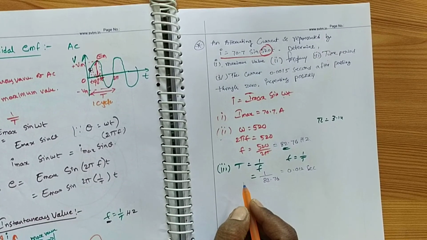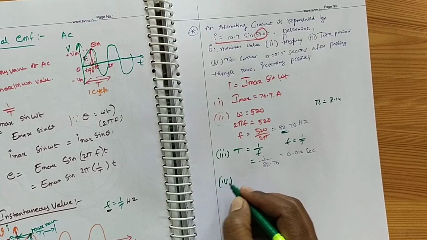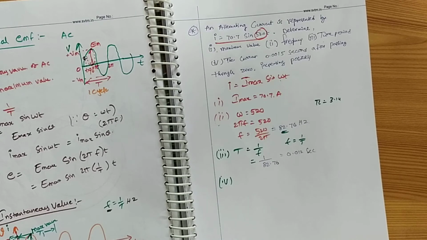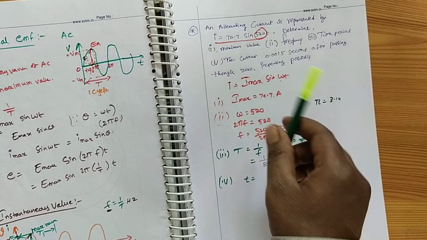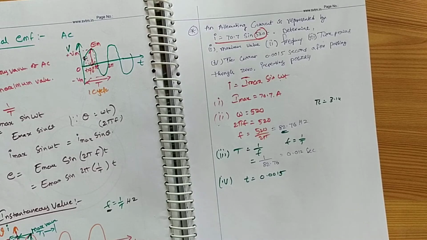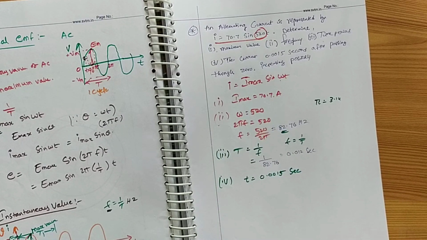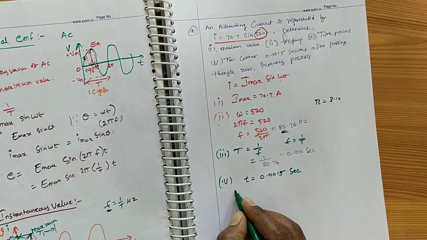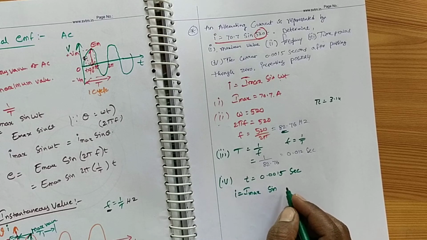Next, the fourth one. What is the current 0.0015 second after passing through 0? We know the time is t equal to 0.0015 seconds, and the time is given in seconds. Compare this with I equal to I max sin omega t.